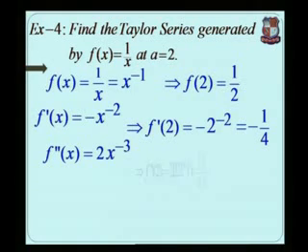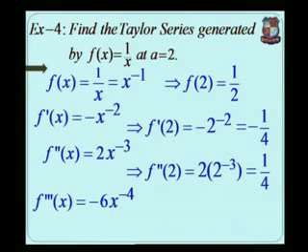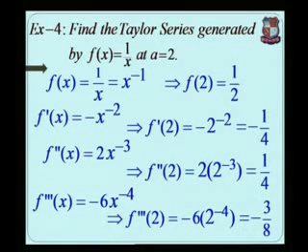We find the value at the point: the double derivative is 2x, with x replaced by 2, so 2 into 2 raised to minus 3, so the answer is 1 by 4. We find the triple derivative, that is minus 6x raised to minus 4. Value at the point 2 is minus 6 times 2 raised to minus 4, so the answer is minus 3 by 8. So the value of f of 2 is 1 by 2, f dash 2 is equal to minus 1 by 4, f double dash 2 is 1 by 4, and f triple dash 2 is minus 3 by 8.